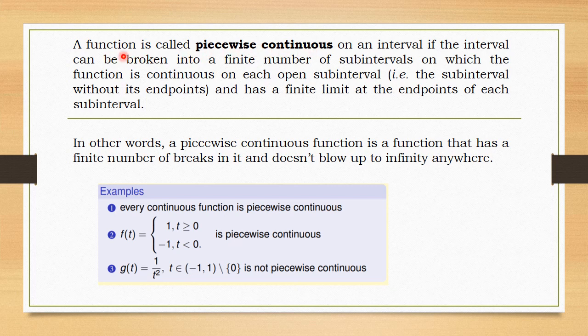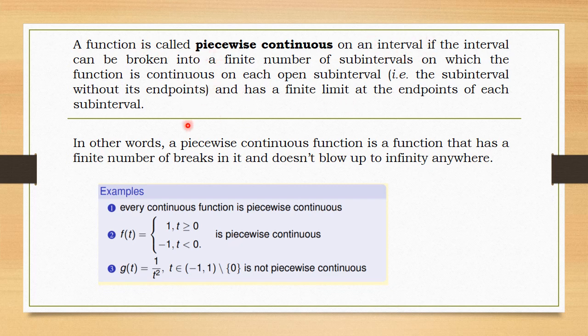The next is the piecewise continuous. Now what do you mean by a piecewise continuous function? A function is called piecewise continuous on an interval if the interval can be broken into a finite number of subintervals on which the function is continuous on each open subinterval, means not at endpoints, and has a finite limit at the endpoints. Now what do you mean by this?